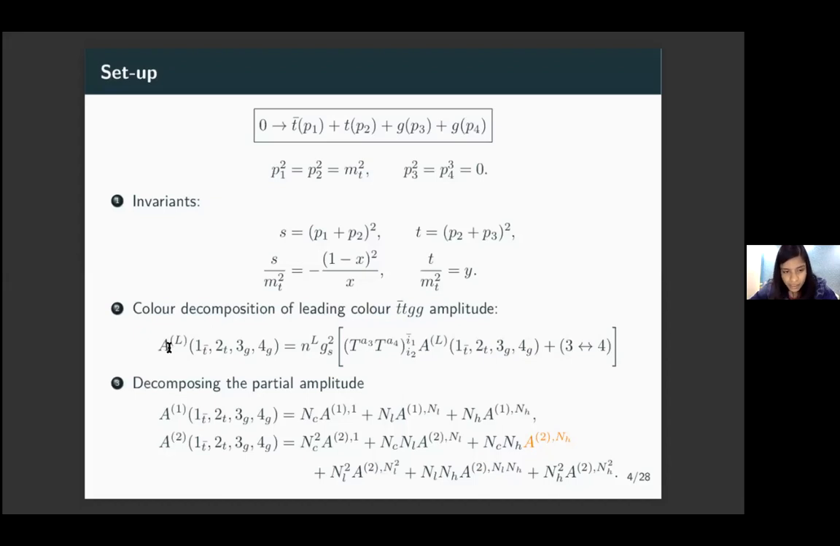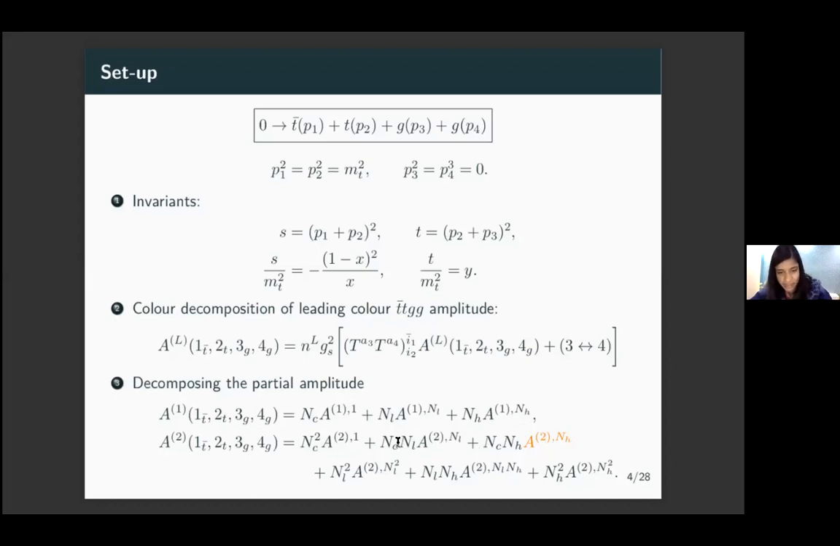So at general L loop, the amplitude is given by this formula, where I think you might be aware of all of this, but basically T is the fundamental generator of SU(NC), where NC is three for QCD. So the partial amplitude here is further decomposed at each order like this. And all the ingredients I'm going to talk about today are actually going to come from this.